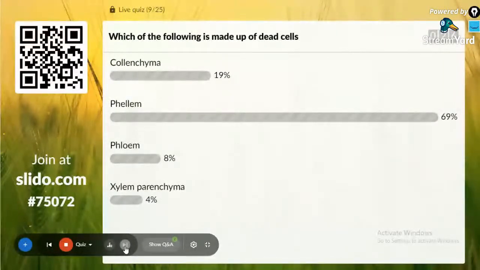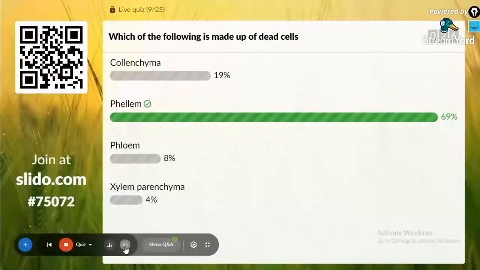Somebody asked me on the chat box, what does drupe mean? Drupe is actually the fleshy part of the fruit with a thin skin. For example, plum, cherry, almond, olive, all these things are drupes. Coconut is an example of a dry drupe. Clear, everyone? Okay. Next, the majority answer for the question, phellem. Correct.